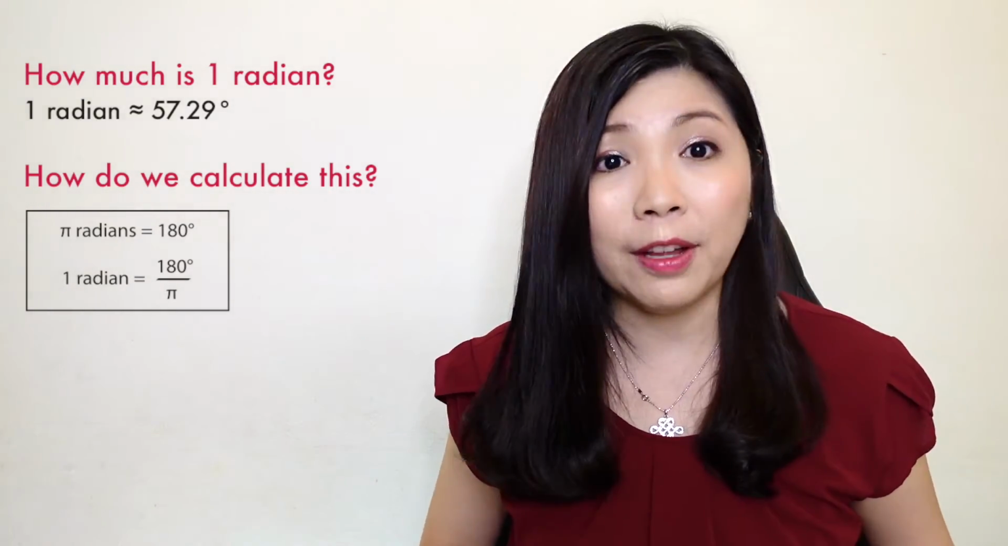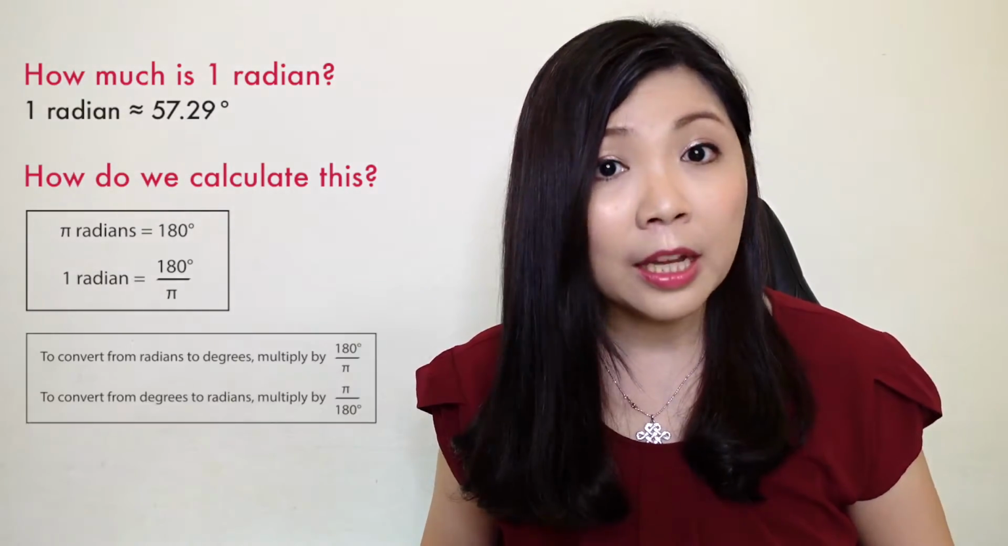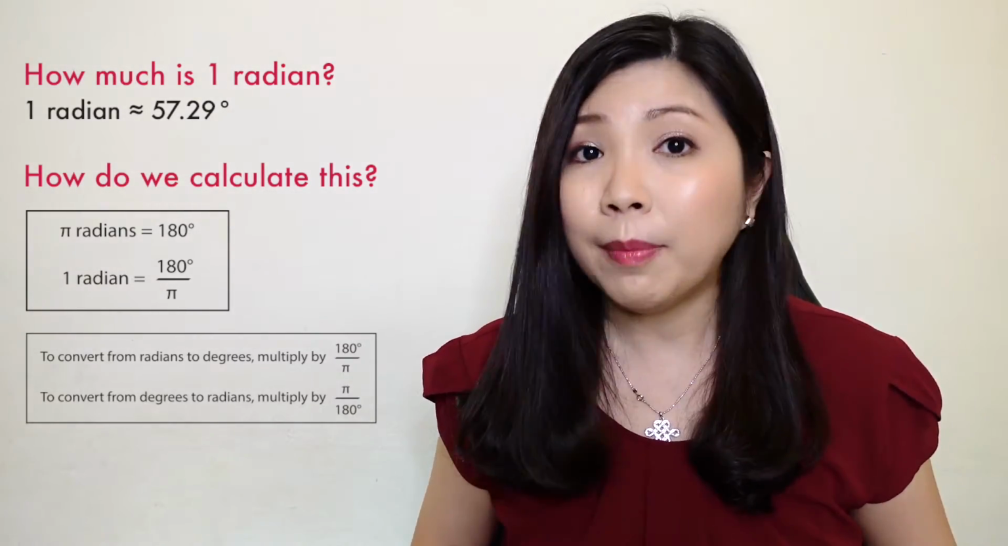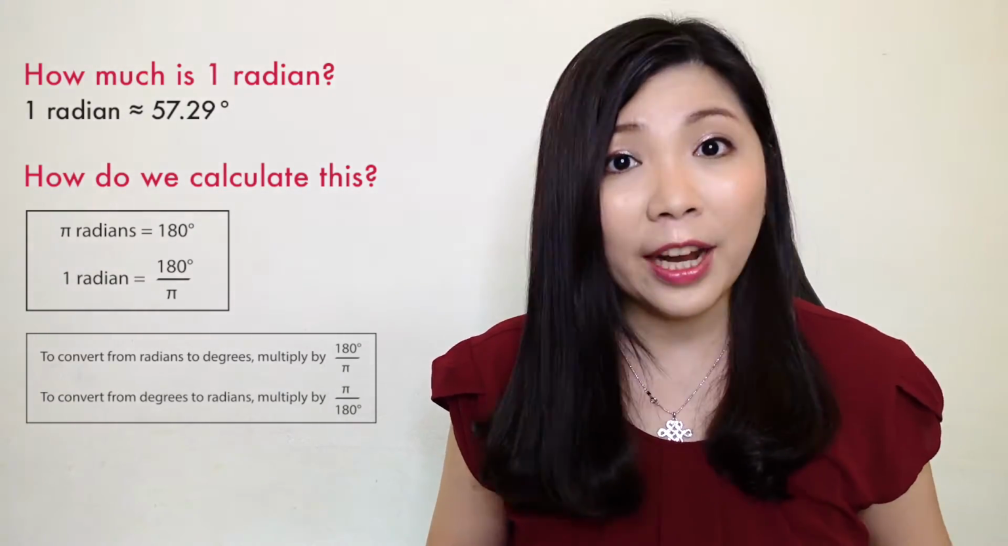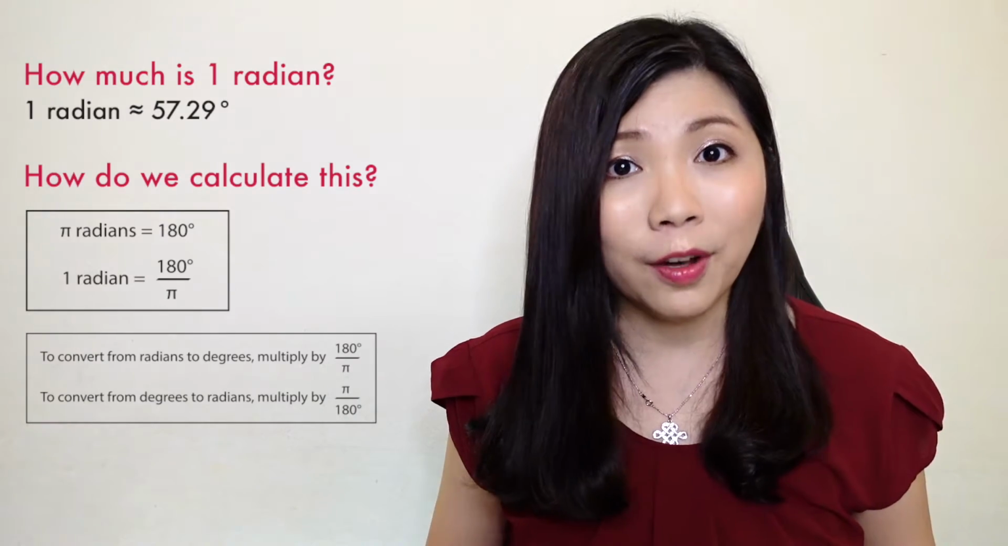Therefore, it's easy to convert between radians and degrees. To convert from radian to degrees, we multiply by 180 degrees over pi. And to convert from degrees to radian, we multiply by pi over 180.